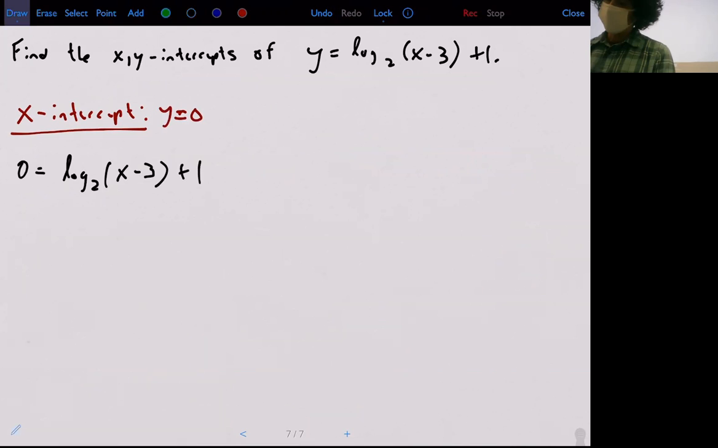And again, we're just going to solve for x here. So subtract a 1 on both sides, and we'll get negative 1 is equal to the log base 2 of x minus 3. And we want to get rid of this logarithm here. So how do we get rid of this logarithm?